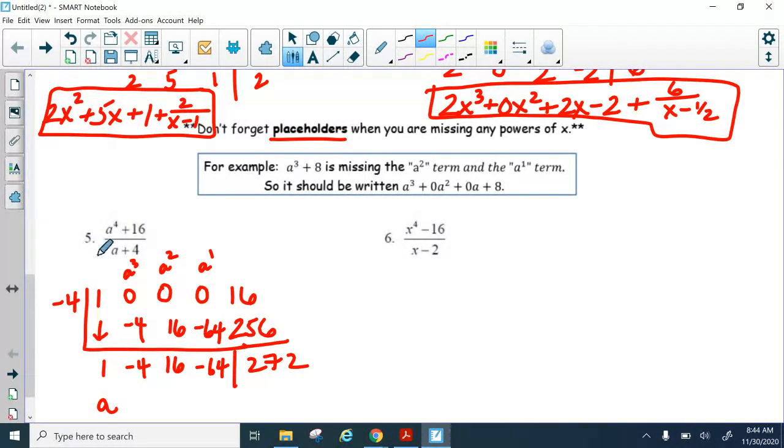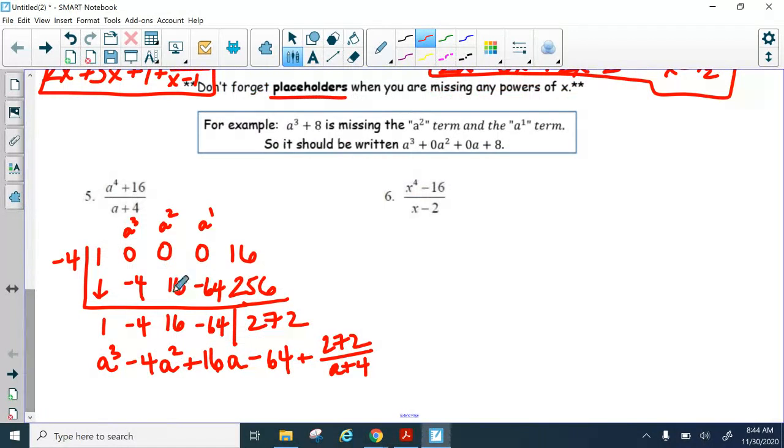So now we started with an a to the fourth, so this is going to be 1a to the third minus 4a squared, 16a minus 64, plus your remainder over what you were dividing by. All right, so if you could pause the video now and try number 6.